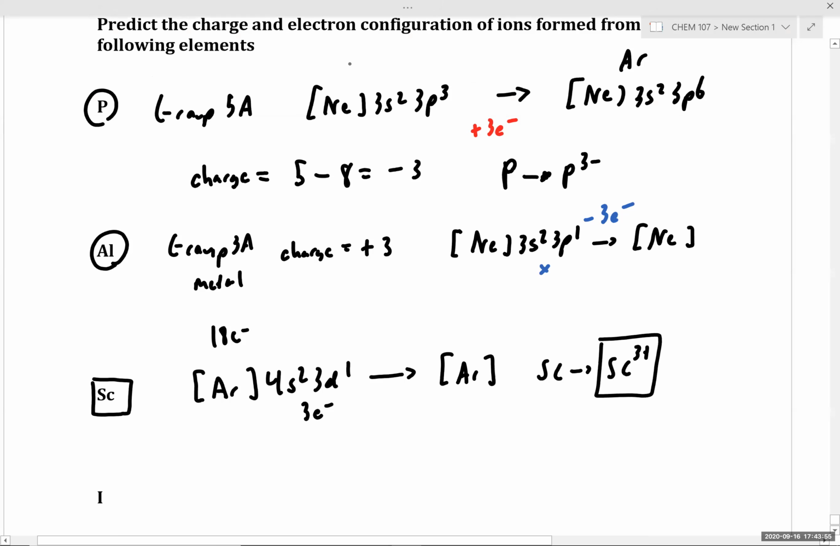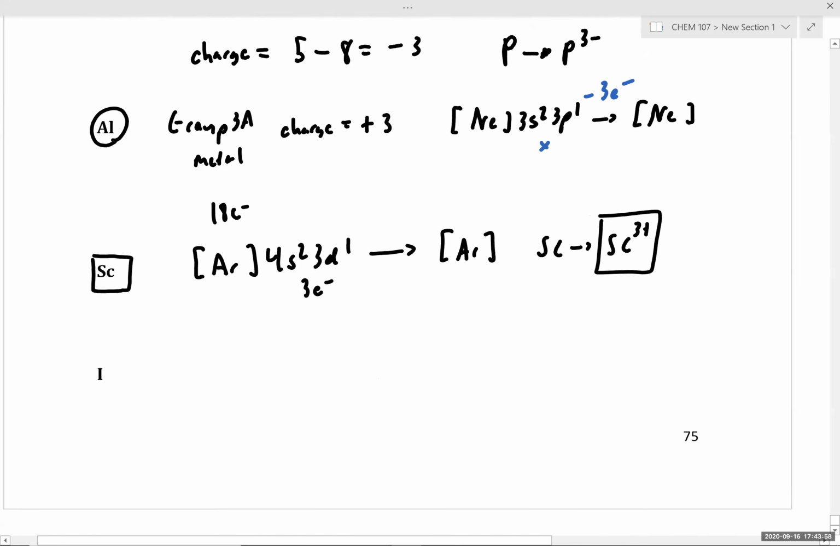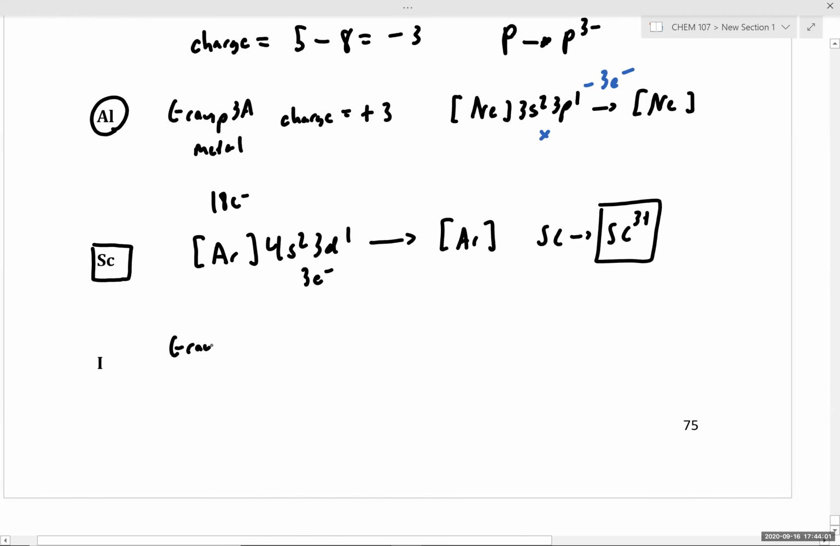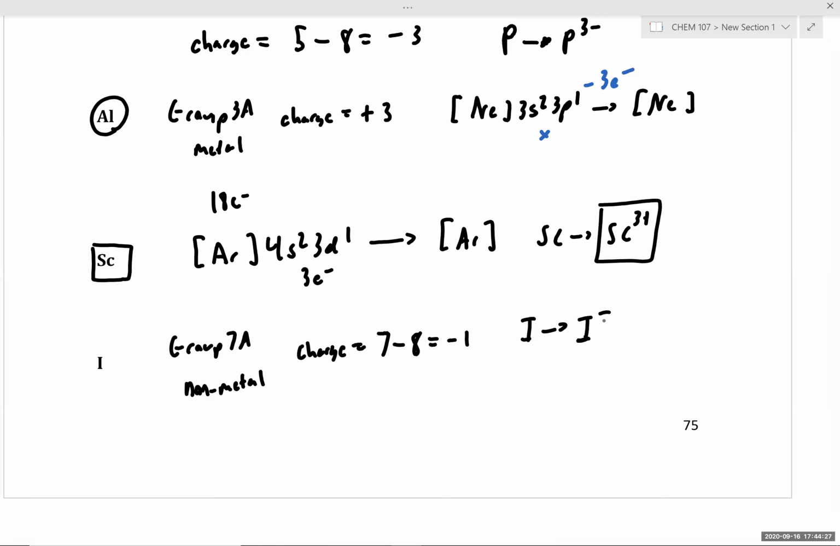Finally, let's look at iodine. So iodine is a group 7A element, and it's a non-metal. So then we'd predict the charge would be equal to the group number minus 8, which would be -1. So iodine would prefer to form iodide, I minus. Does this example make sense to everyone? Everyone comfortable with predicting charge?